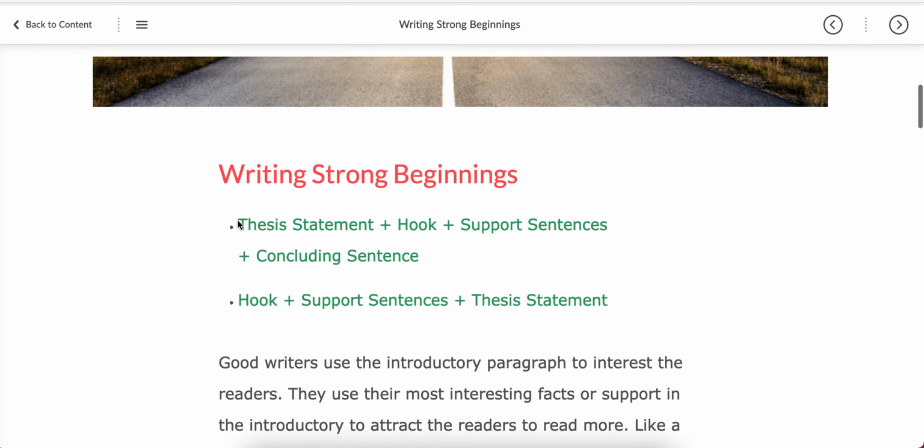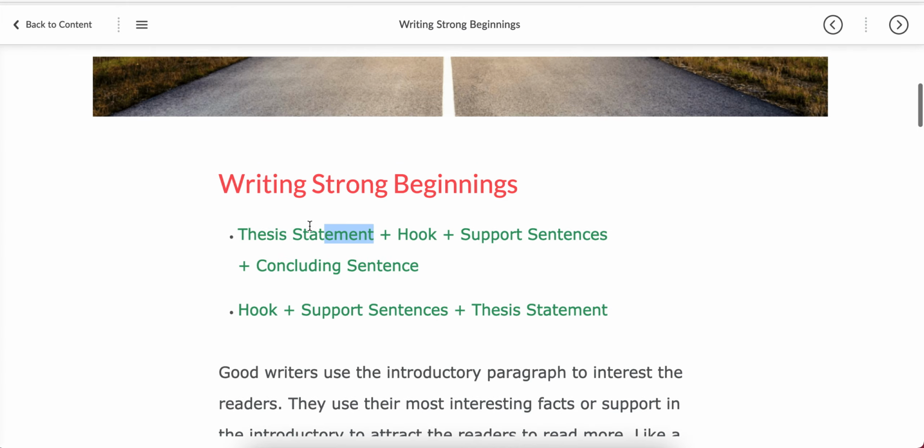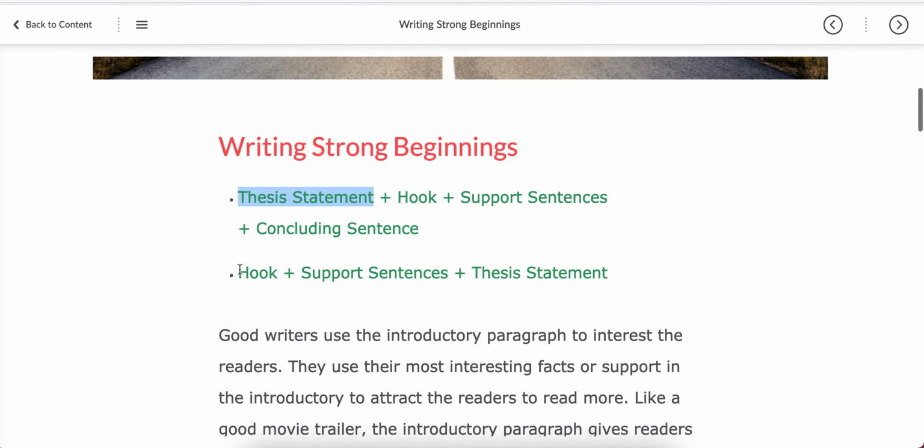All right, and then it has the thesis statement as the first sentence of the introduction. For this course, I want you to set your introduction like this: hook, supporting sentences, and thesis statement. Most courses that you take at APUS will have you write the thesis statement at the end of the introduction. Not as the first sentence, but at the end of the introduction.